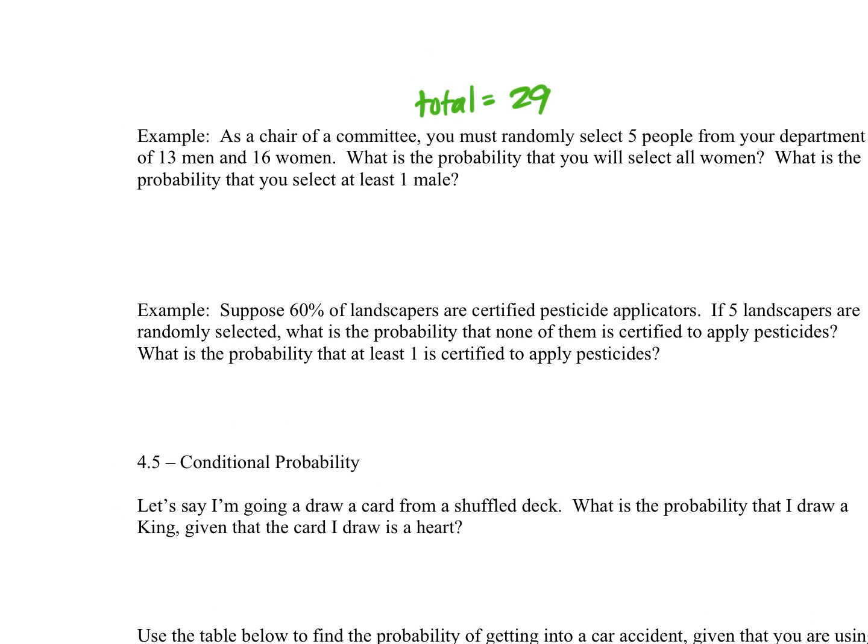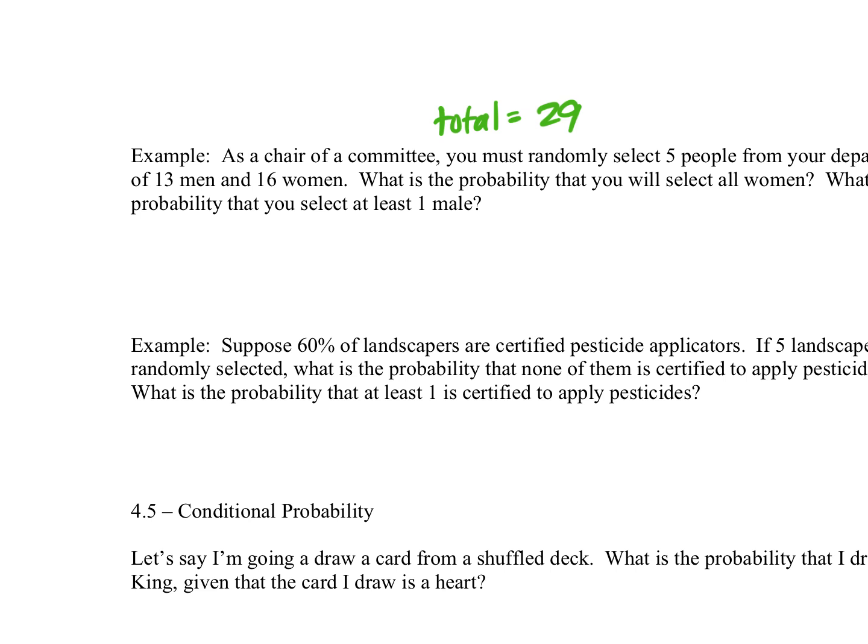So, what is the probability that the first person I select will be a woman? 16 out of 29, and then 15 out of 28. Is everybody with me on where these are coming from? Because I'm going down by 1 woman each time. And how many total fractions should I have if I'm selecting 5 people? 5 fractions.